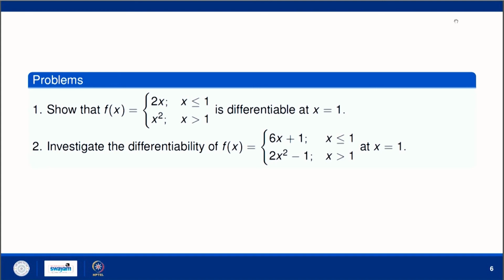Okay. So, this second example we can also investigate using the same theory, whether this is differentiable or not. Here it is not differentiable at x equal to 1, and we can easily prove it using the concept which we have discussed in question 1.